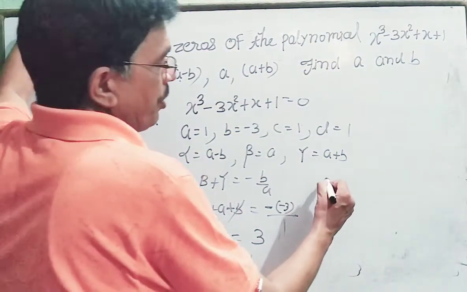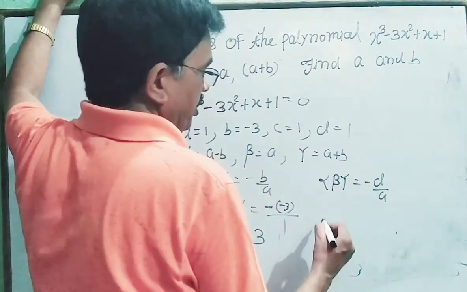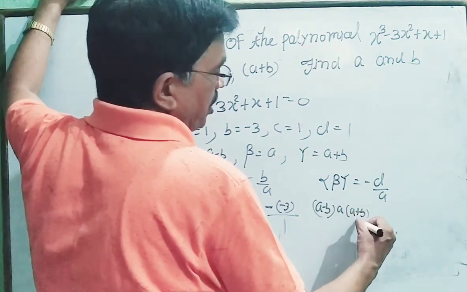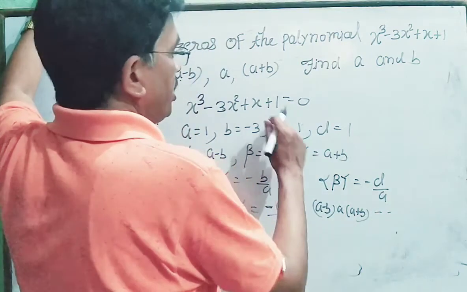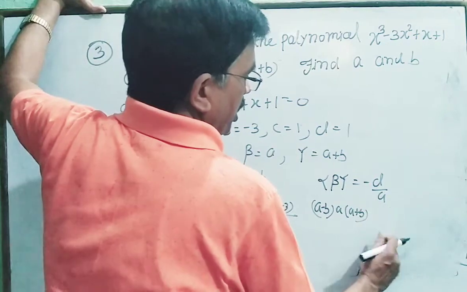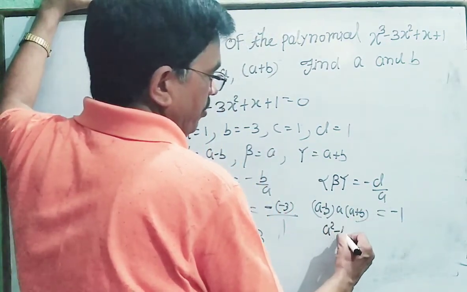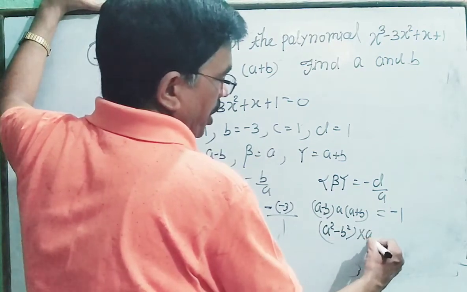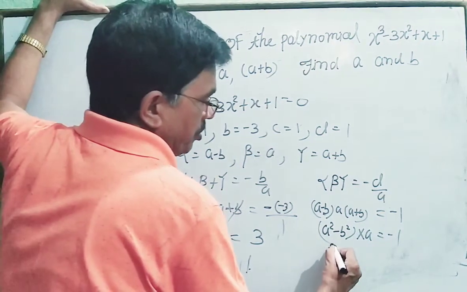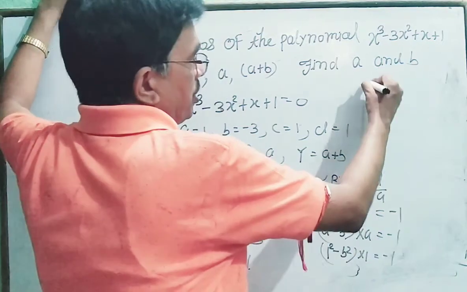Now for the next equation you can use alpha beta gamma is equal to minus d by a. What is alpha beta gamma? A minus b, a, a plus b, and minus d by a. What is d? It is 1, and a is 1, so that means it is minus 1. And multiplying, you get a square minus b square into a is equal to minus 1. The value of a is given, so you can write it as 1 square minus b square into 1 is equal to minus 1.